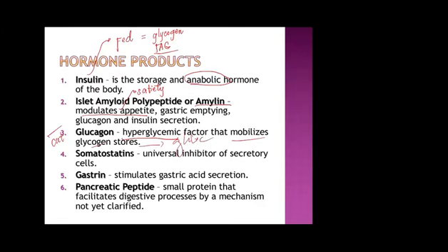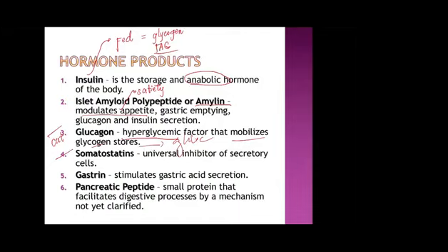Overall, glucagon during the fasting state, when we are hungry, is secreted by the alpha cells of the islets of Langerhans. Okay? Next, we have somatostatin. These are the miscellaneous hormones. Somatostatins are universal inhibitors of secretory cells.